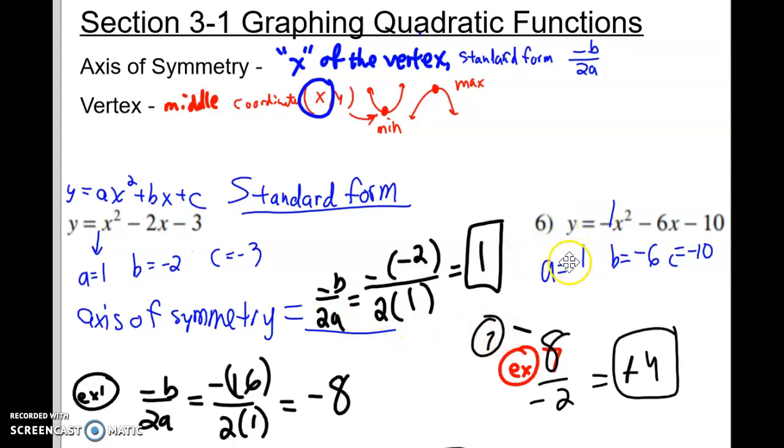So for the next one, if I ask you to tell me what is a, b, and c, a is negative 1, b is negative 6, c is negative 10. And then when you go to plug it into the formula, negative b over 2a, you use this guy, so negative negative 6 over 2 times negative 1. So this becomes a positive 6 over negative 2, which equals a negative 3. So that is your axis of symmetry for equation 6.